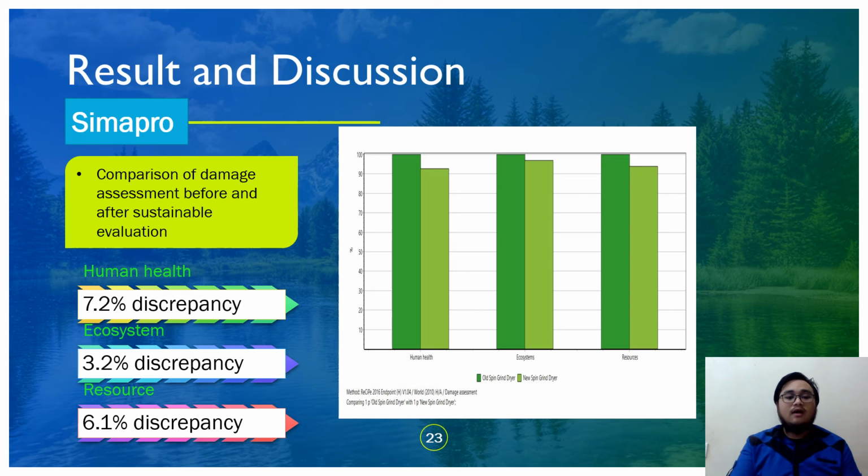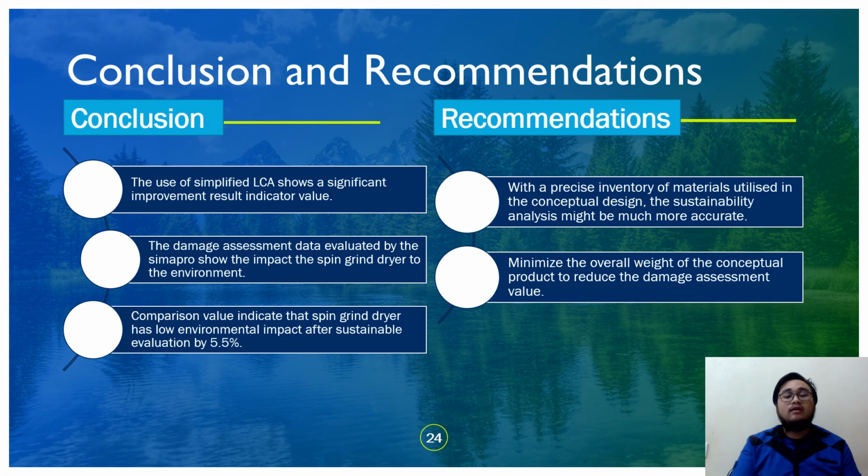This is the result after comparison of damage assessment before and after sustainable evaluation. From the table, we can see that human health has a 7.2% discrepancy, the ecosystem has a 3.2% discrepancy, and the resource has a 6.1% discrepancy. I can conclude from this observation that the new spin grind dryer after evaluation has low environmental impact compared to before evaluation. The next slide is conclusion and recommendation.